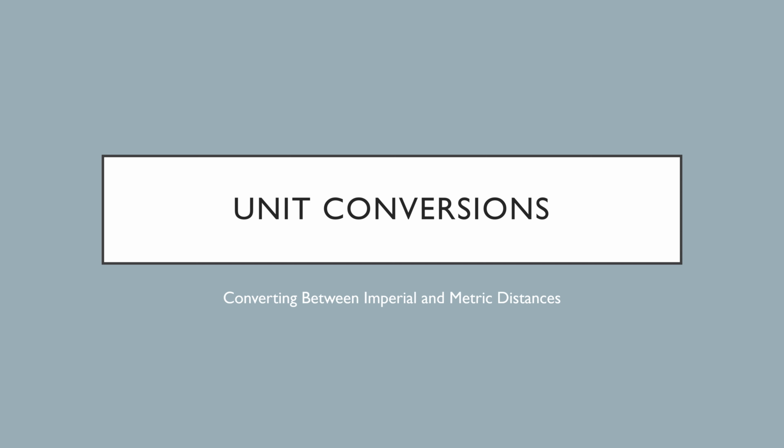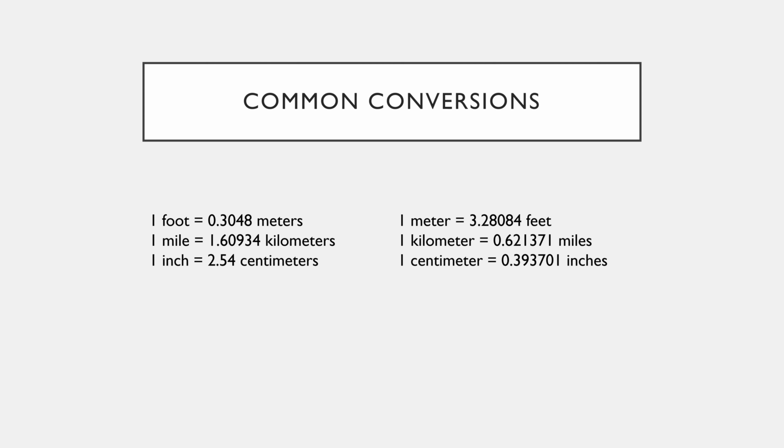In this video, we're going to take a look at how we go from imperial units to metric units, and we're going to focus just on units of distance. If you take a look at this chart on the screen, you'll see that I've given you the most common pairs in the imperial and metric units.